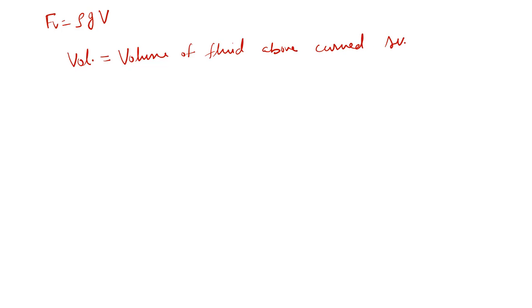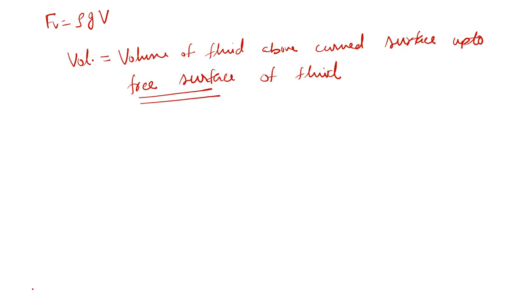What was volume in this formula? In Fv equals rho g into V, V is the volume of fluid above the curved surface up to the free surface of the fluid. Very important line.